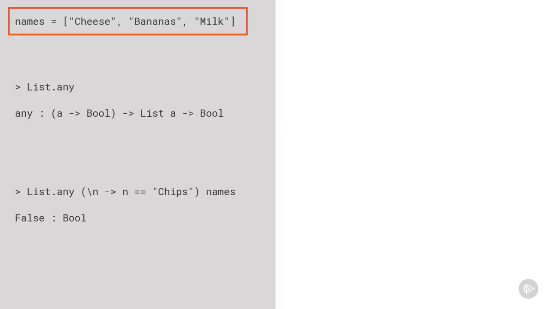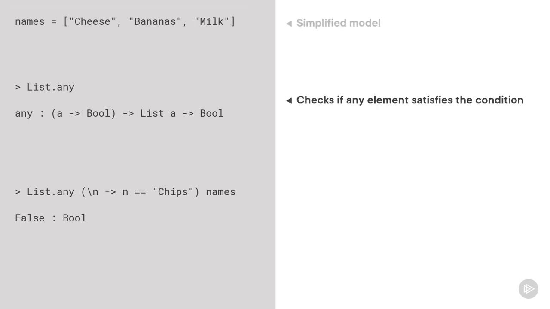Here is a simplified model which only has product names. The listAny function checks if at least one element satisfies a certain condition. The first parameter is a function that takes an element and returns a boolean. The second parameter is the list of elements. The any function returns a boolean value.